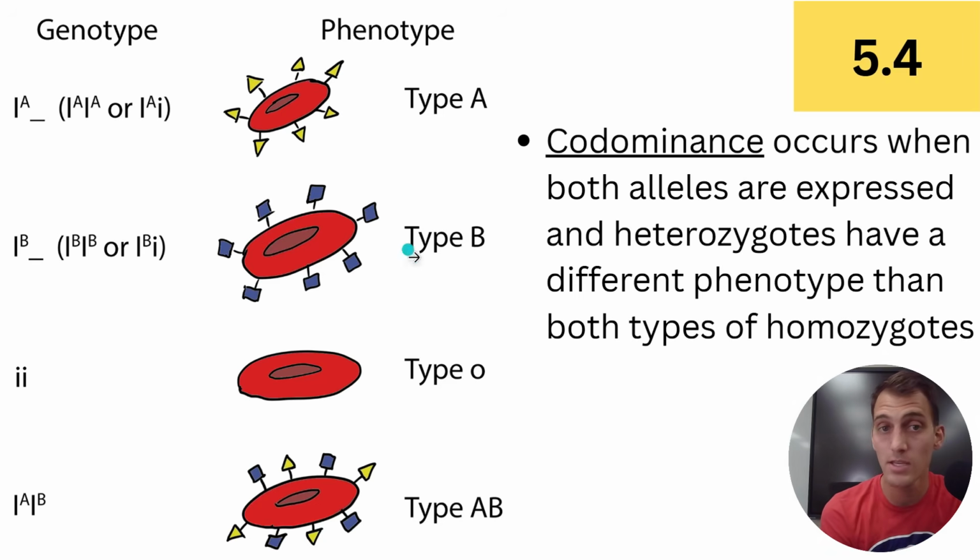Another good example is in human blood type. There are 4 different human blood types. There are only 3 alleles for blood type, but there are 4 different types of blood type.